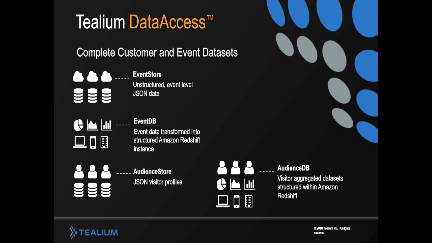The first that you see is Event Store, which will store an event-level data set on Amazon's S3. This is unstructured data, and it's stored in JSON format, so it's easy to parse and transform into a structure of your choosing. Files will be added to S3 storage as they're accumulated, so your data is available in relative real time for your consumption.